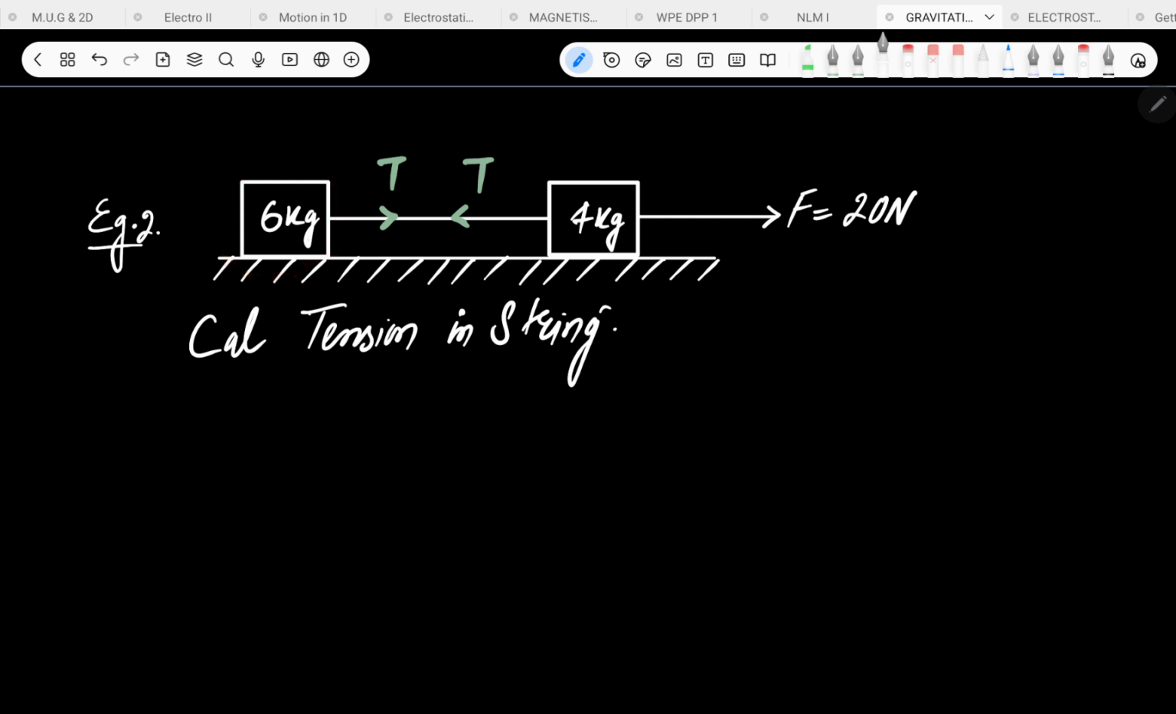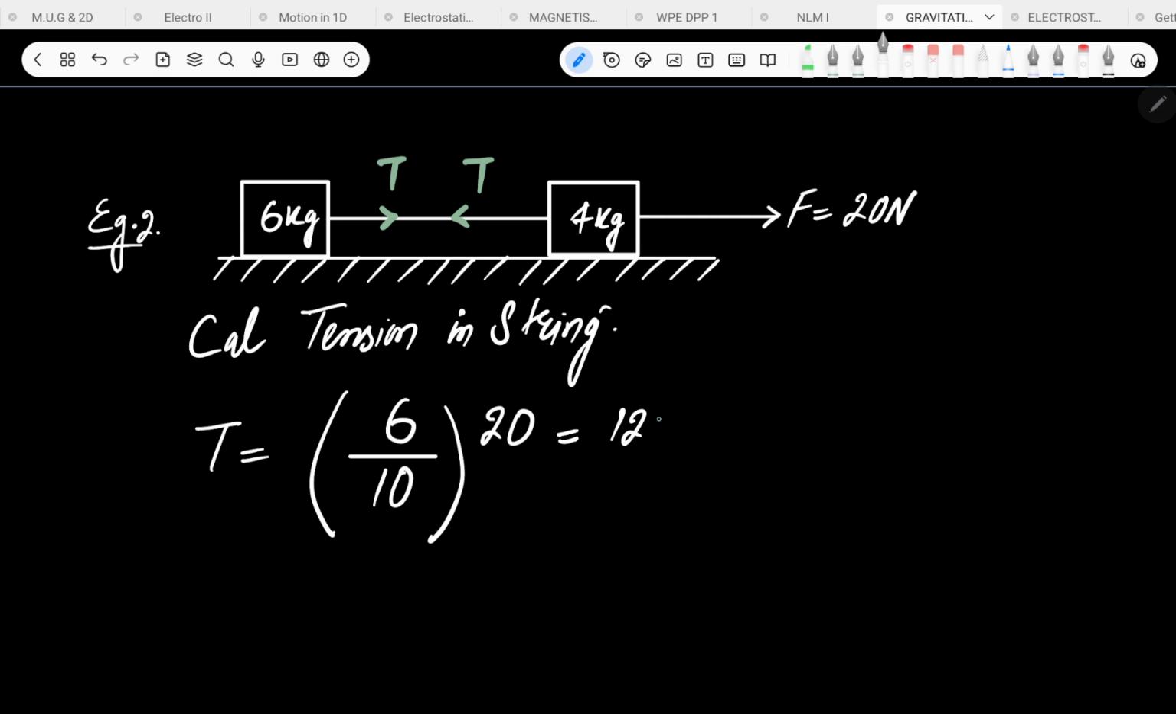Okay, so let me use the trick, that is tension is equal to the mass away. And what's that mass away? That is 6, divided by total mass. Total mass is 6 plus 4, which is 10, and external force is 20. All right, this 10 and 10 will cancel. 6 twos are 12. So the tension comes out to be 12 Newton. So this is the answer to this question, 12 Newton.